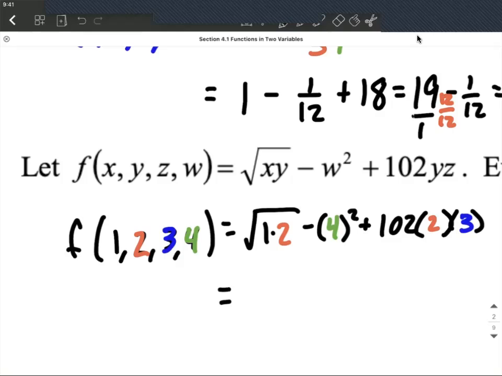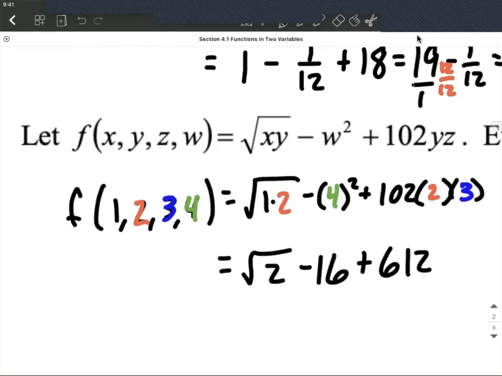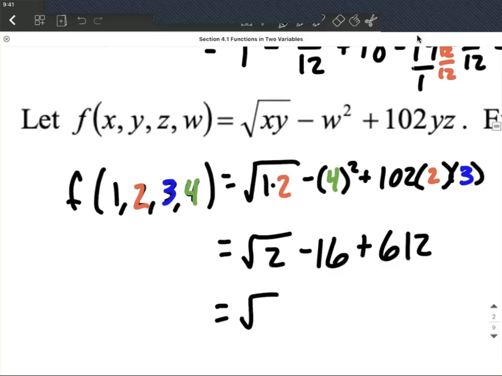All right, doing a little bit of simplifying down, we're going to get the square root of 2 minus 16 plus 102 times 2 times 3 works out to be 612. Now I'll go ahead and combine together the negative 16 plus 612 gives us positive 596, but I'm not going to reduce any further than that. That's a great answer, just like that.